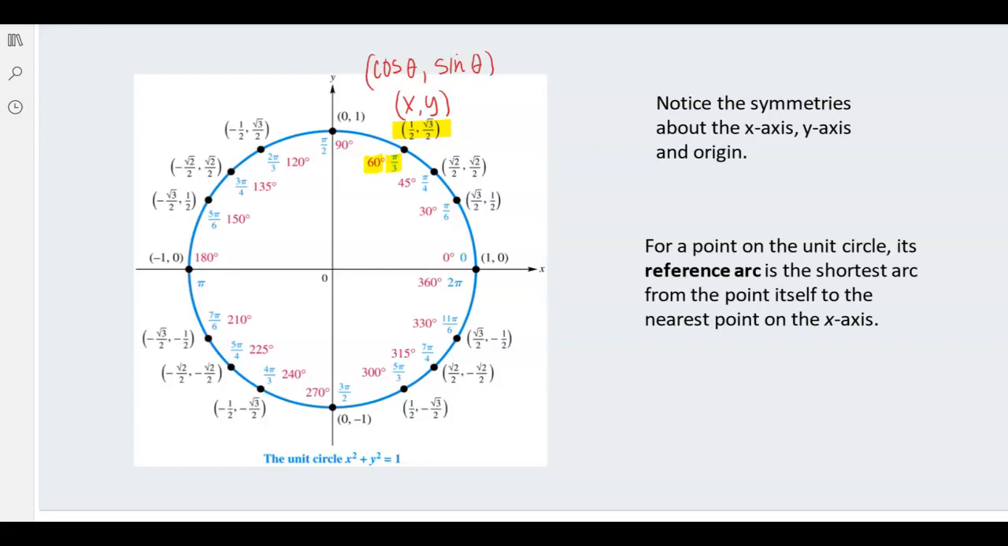In a traditional class, when we are not online, we would have students memorize all of these. I want to show you a couple key features about values that are on the unit circle.